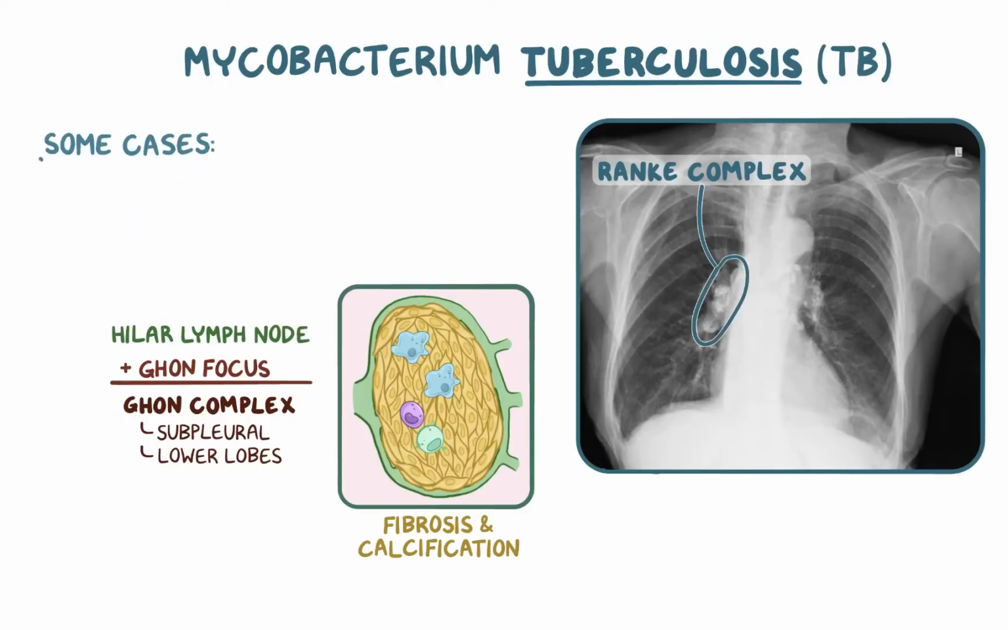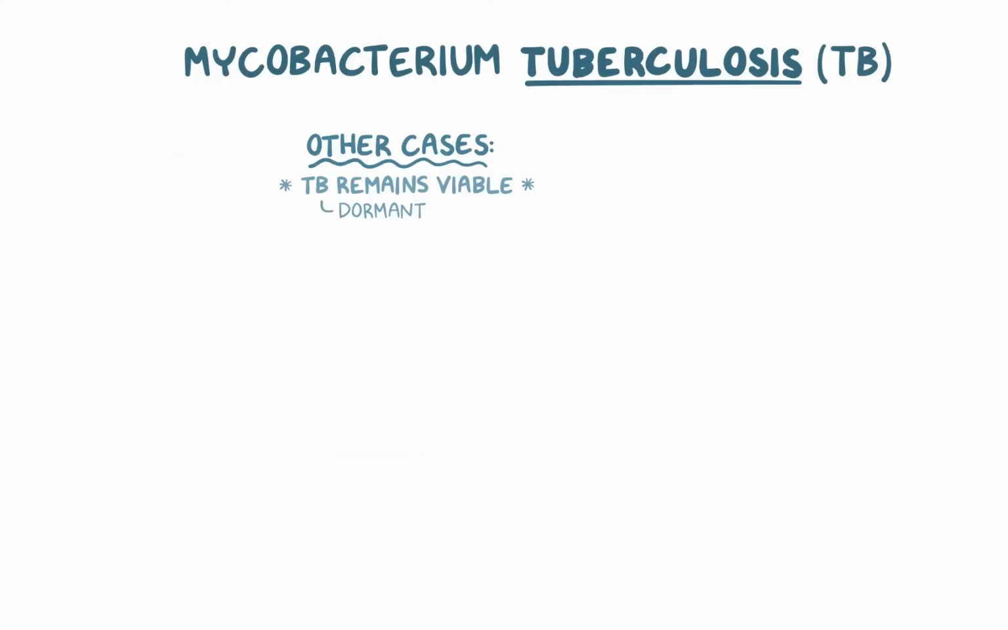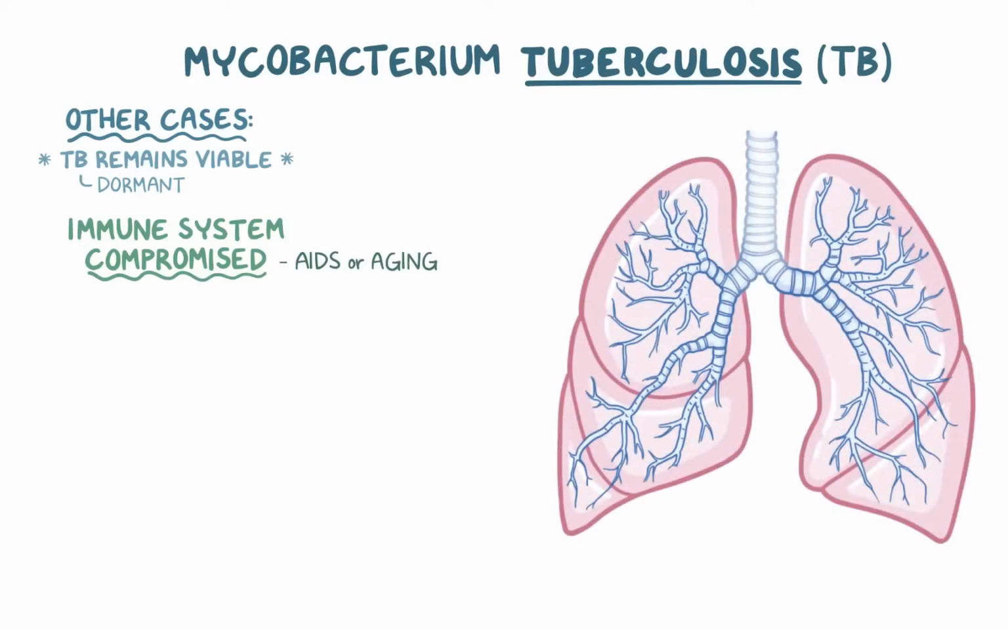In some cases, although a scar is left over, the mycobacteria is killed off by the immune system, and that's the end of that. In other cases, even though they're walled off, they remain viable, and are therefore still alive, but they're just dormant. If and when a person's immune system becomes compromised, like with AIDS or with aging, the Ghon focus can become reactivated, and the infection can spread to either one or both upper lobes of the lungs.